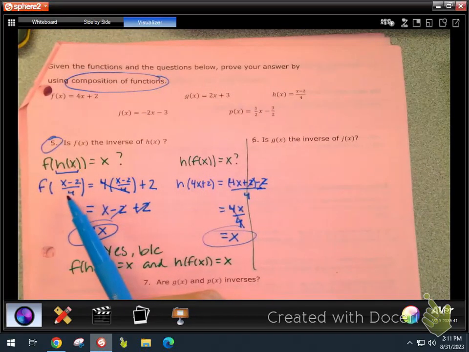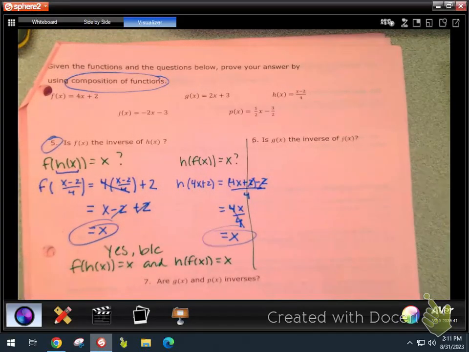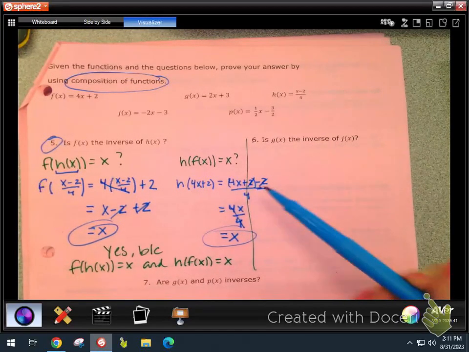When I plugged in h of x, which was kind of crazy looking, it was a fraction. But guess what happened to the 4's on the outside? They canceled out. They simplified to 1, and I was left with x minus 2 plus 2. Minus 2 plus 2 is 0. I got x. If you get x, you have to check the other side, okay? But you probably should work out if the first side works out.